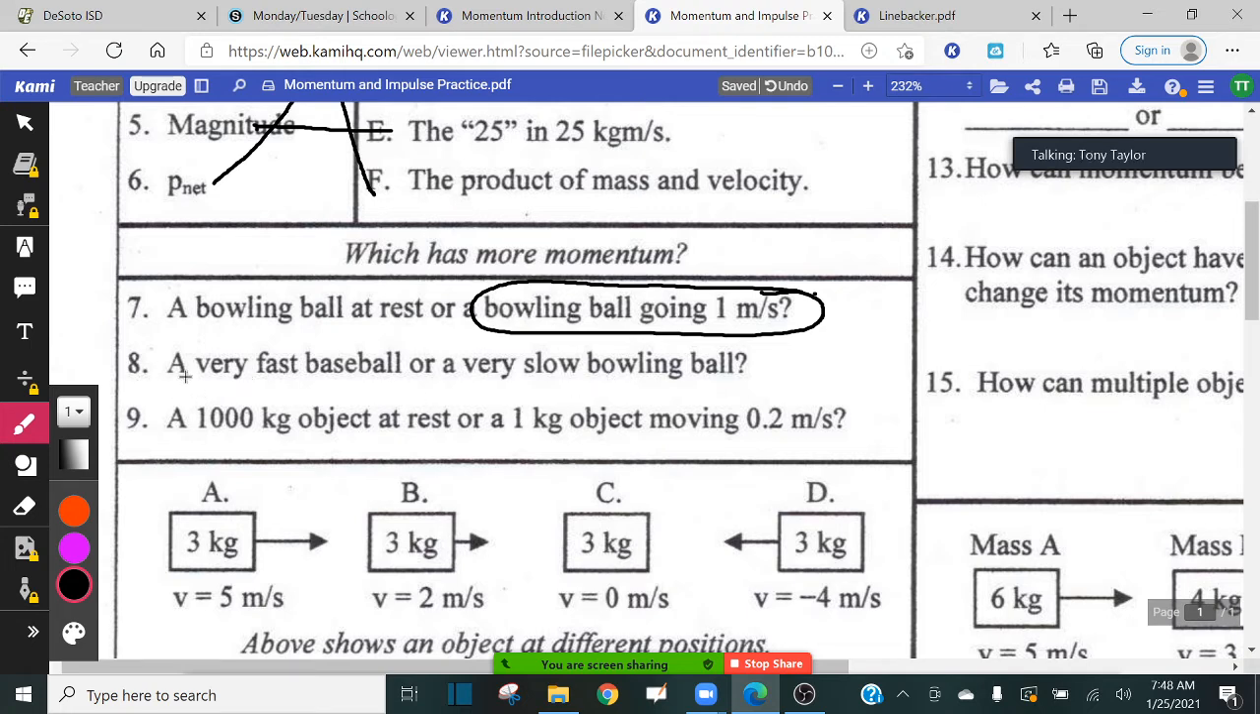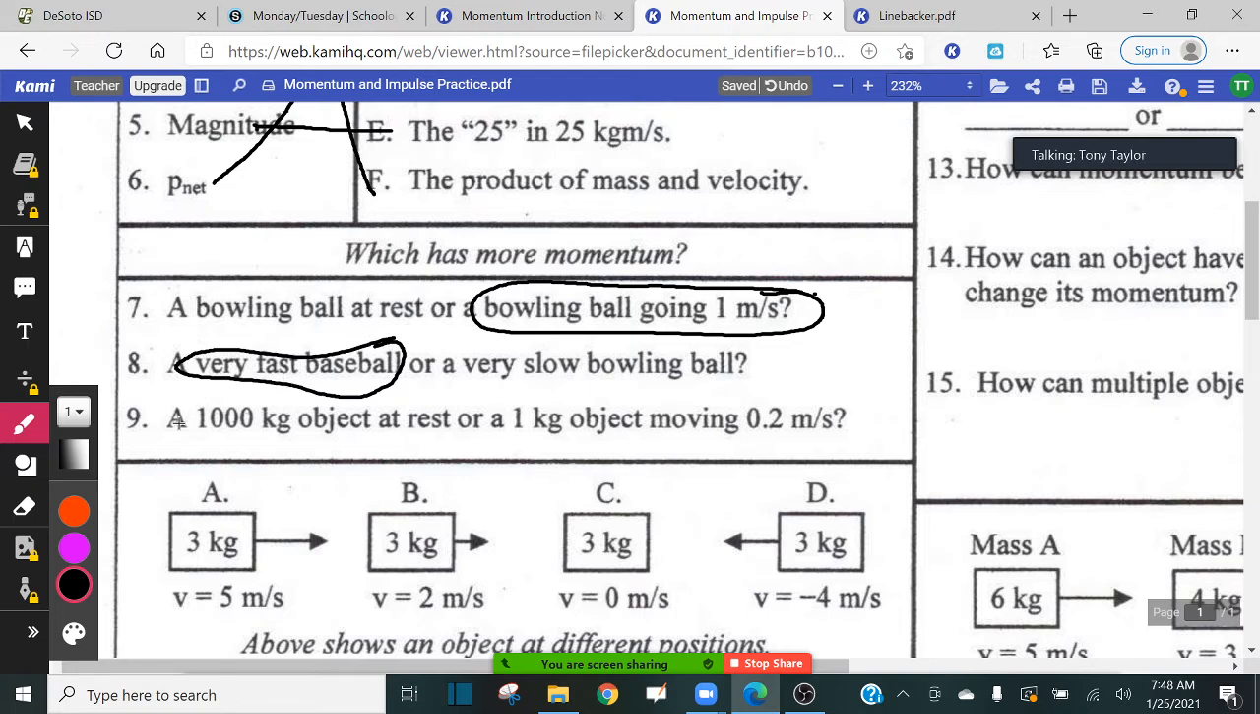What do you guys think right here has the most momentum? A very fast baseball or a very slow bowling ball? Well, it turns out, guys, that even though the bowling ball has more mass than a baseball, the key thing here is that the baseball is moving very fast. Since it's moving very fast, when we take the product of its mass and velocity, this object ends up having more momentum than this object because it's moving very, very fast.